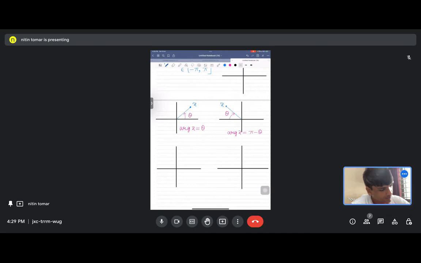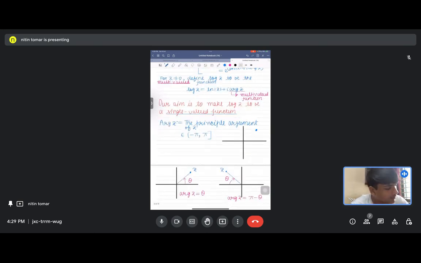Now what about this? If you have something in the third quadrant, so basically when you say minus pi to pi, it means when you're starting from here, you have to move counterclockwise, and here you have to move clockwise. This you must know, right? This principal argument.